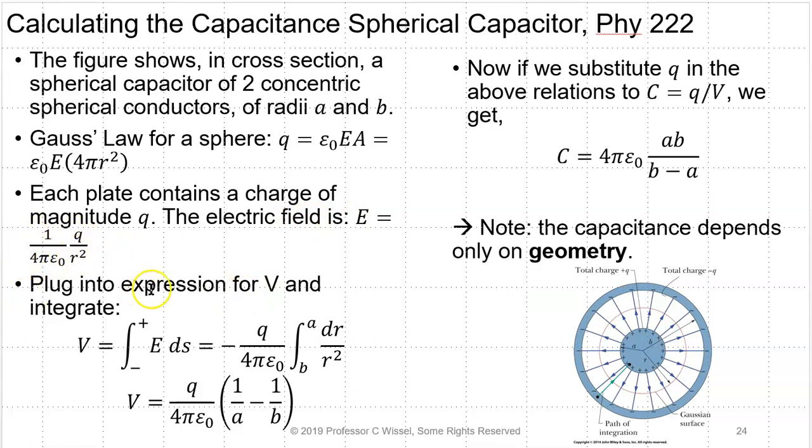We plug this expression into this expression for V and integrate. So V equals the integral from the negative to the positive plate of E ds. That equals minus Q divided by 4 pi epsilon naught times the integral from B to A of dr over r squared. Then V equals Q over 4 pi epsilon naught times the quantity 1 over A minus 1 over B. If we substitute Q in the above relationships from C equals Q over V, we will get C equals 4 pi epsilon naught times AB over B minus A. Now notice again, the capacitance depends upon the geometry. So in other words, the geometry of the capacitor determines the electrical characteristics of the capacitor.